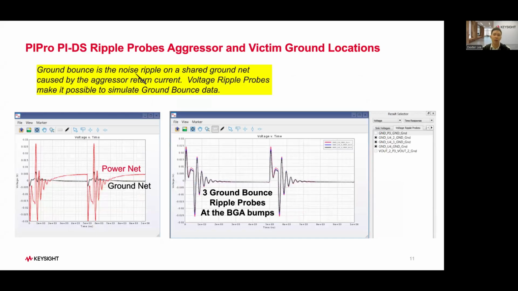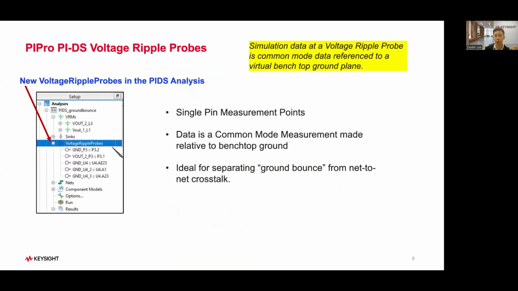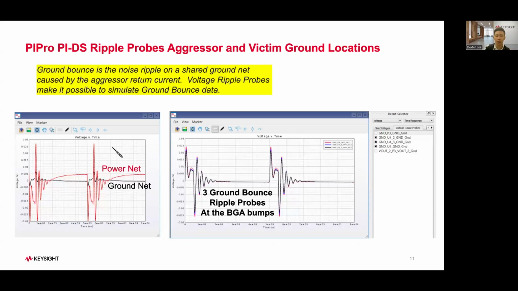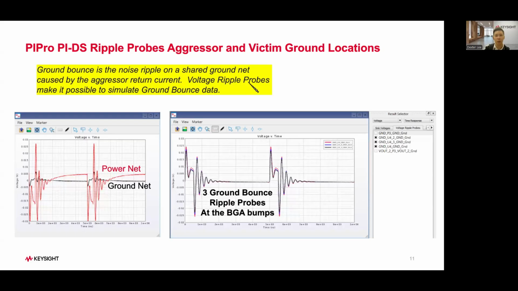Ground bounce analysis, this is also something that can be done with the dynamic sync analyzer in PI Pro. Ground bounce is basically the noise ripple on a shared ground net caused by the aggressor return current. If you remember just now, in this slide we placed some voltage ripple probes, where you place them on your power rail. It's just simple power pins, like EM simulation, just placing pins. Basically, the voltage ripple probes will be able to simulate any ground bounce data.